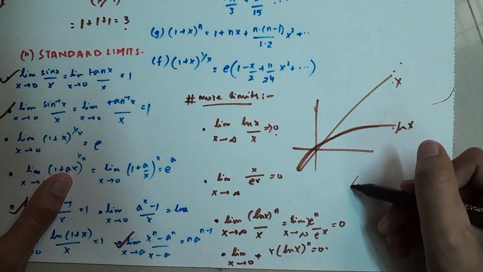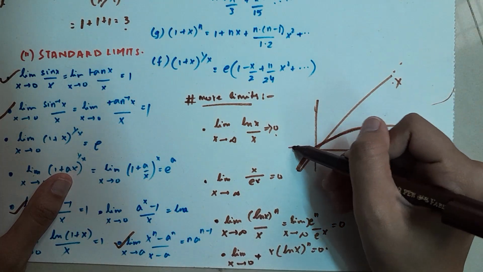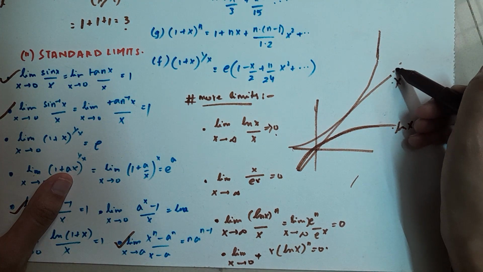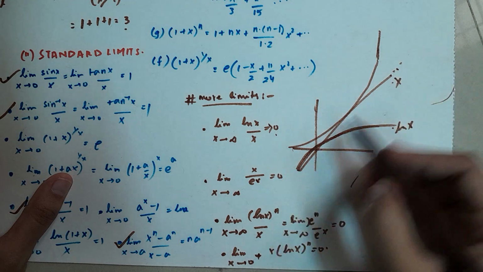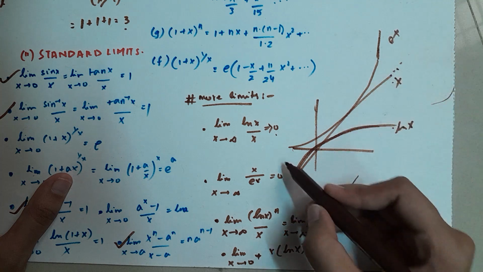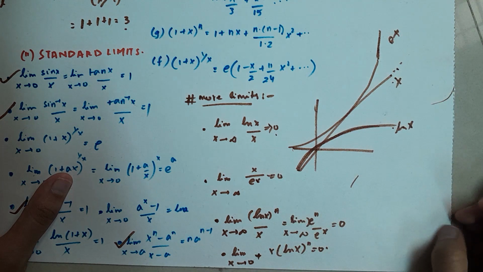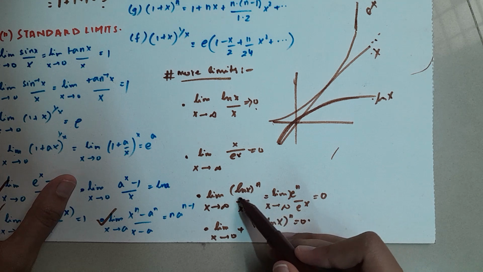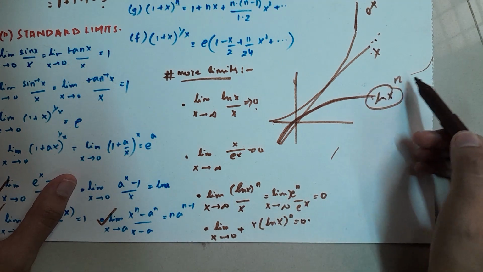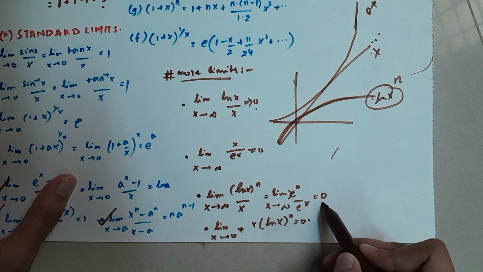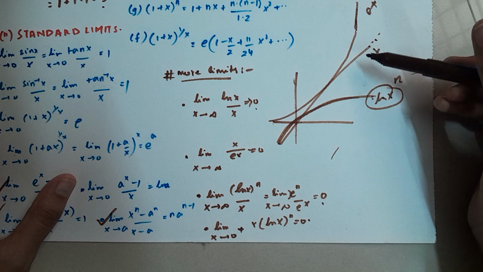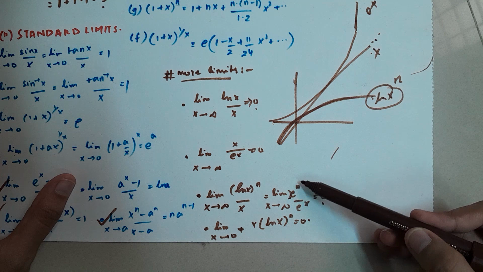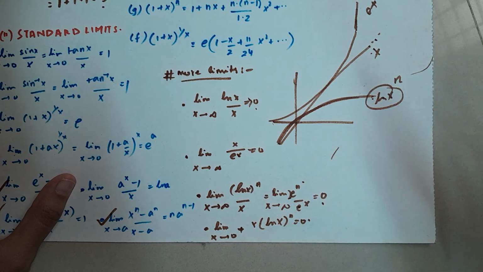Similarly for this one, e power x is something like this. So when you approach infinity, the value of e power x is much higher than the value of x. So once again, when you divide x by e power x, the value is very close to 0. And the same goes for these. Even if you raise ln x to the power of n, the value will still be 0, because x is increasing at a rate much higher than ln x. And similarly for x raised to the power of n divided by e power x.